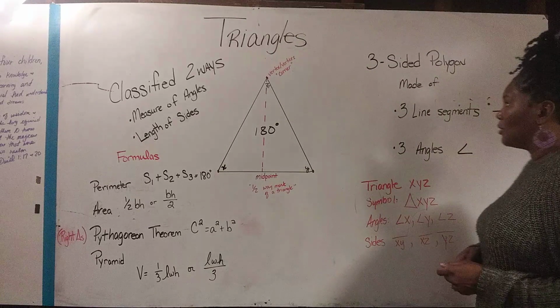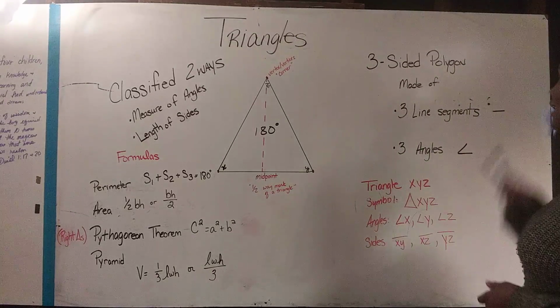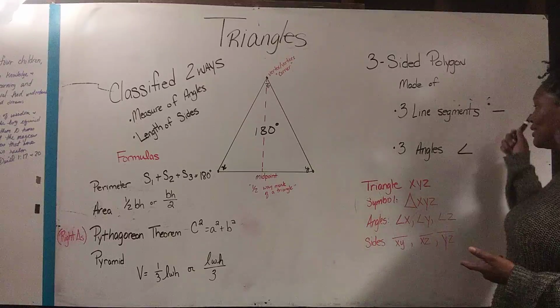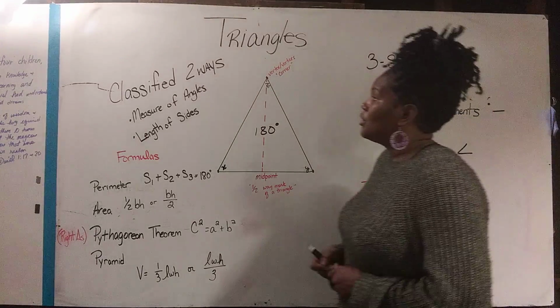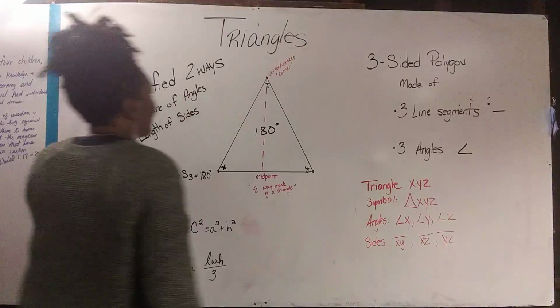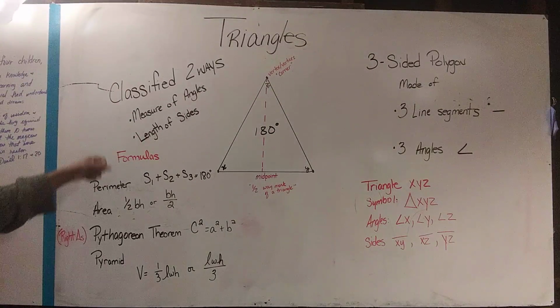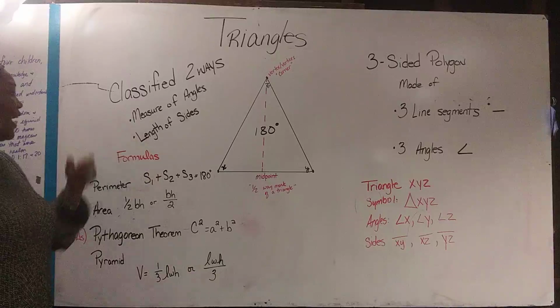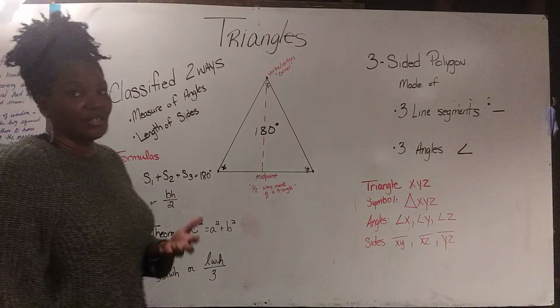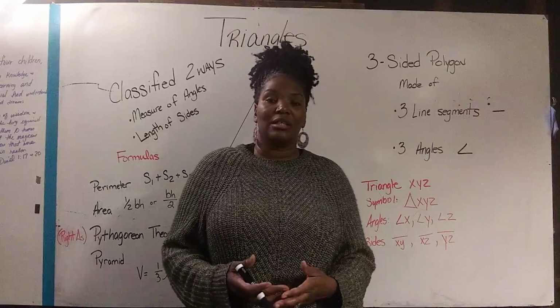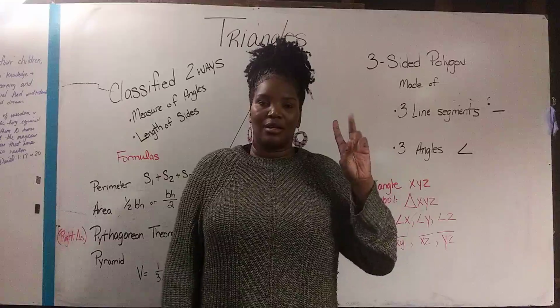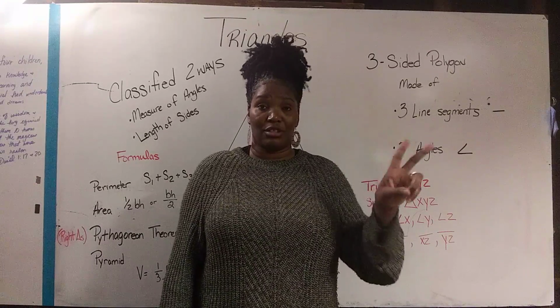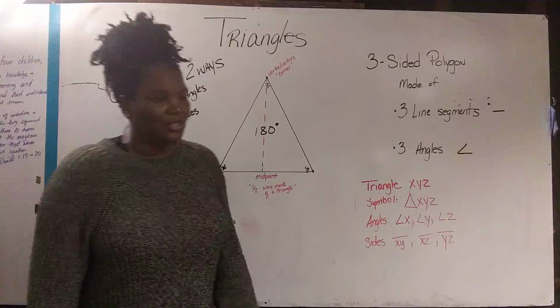So, you need to know that a triangle is a three-sided polygon. It's made of 3 line segments and 3 angles. This is the symbol for a line segment. That's the symbol for an angle. You need to know that all triangles are classified in 2 different ways. They're classified by the measure of the angle or by the length of the sides. I will go into detail what that is on another video, but just know that triangles are classified in 2 different ways.